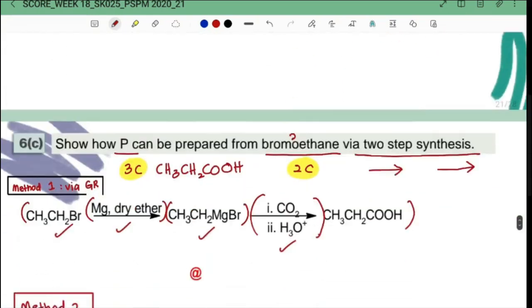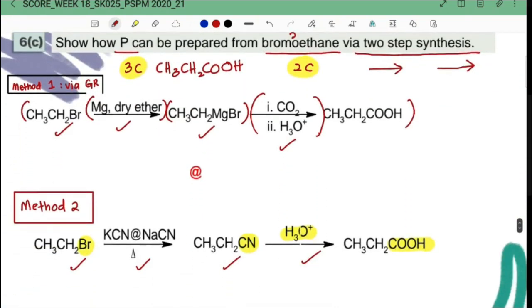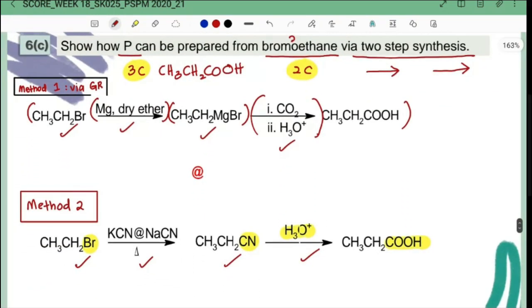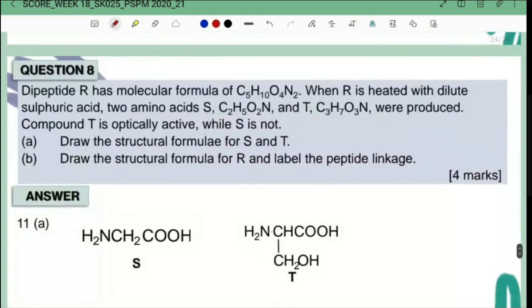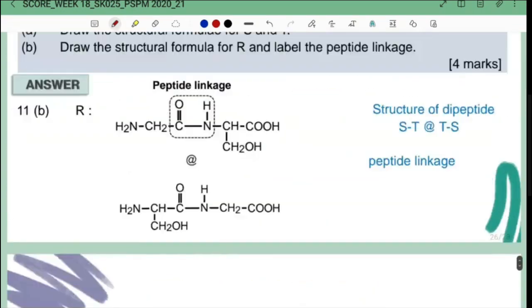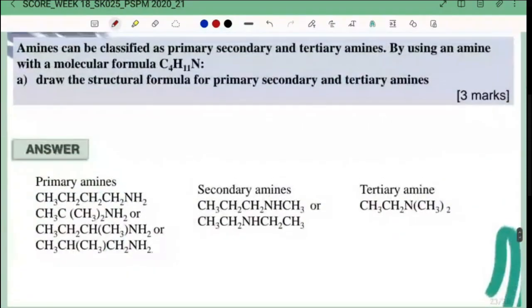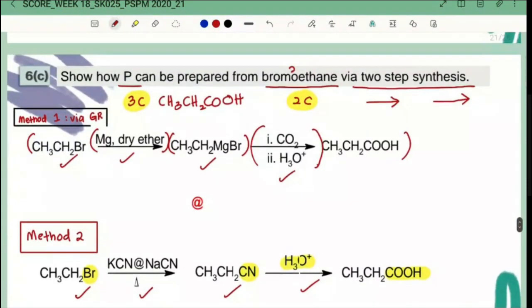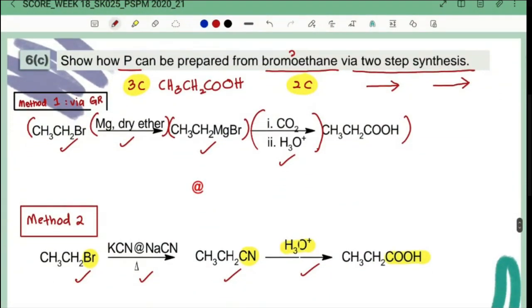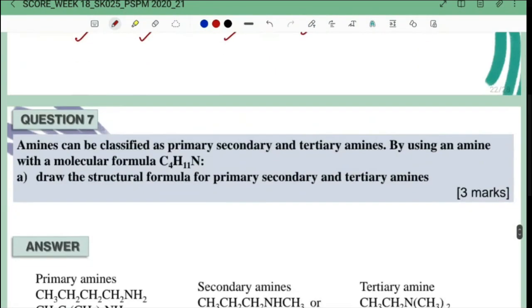Okay, do you have any questions for question number 6C? How many questions do we have for this one? 10, 7. Okay, a little more. Do you have any questions so far, until 6C? No. Okay, so we proceed to 7.